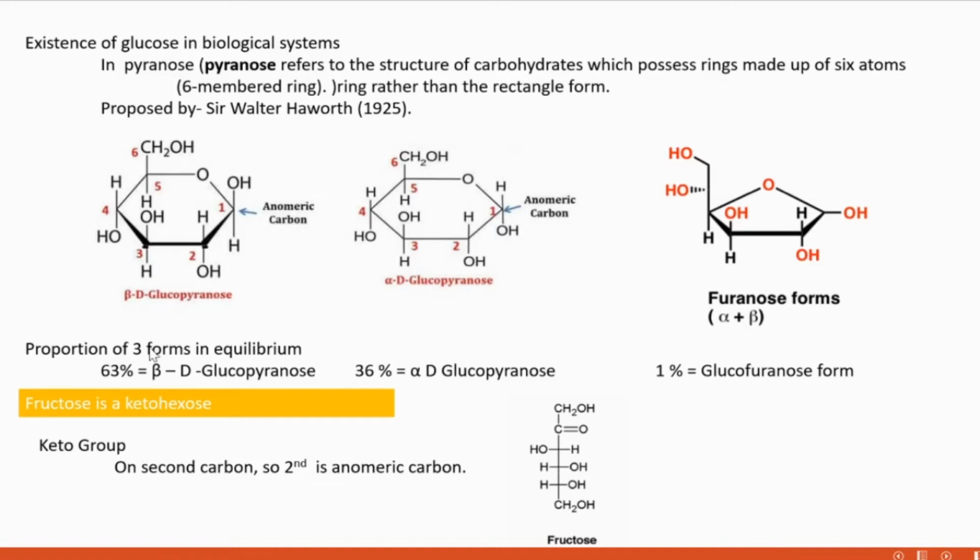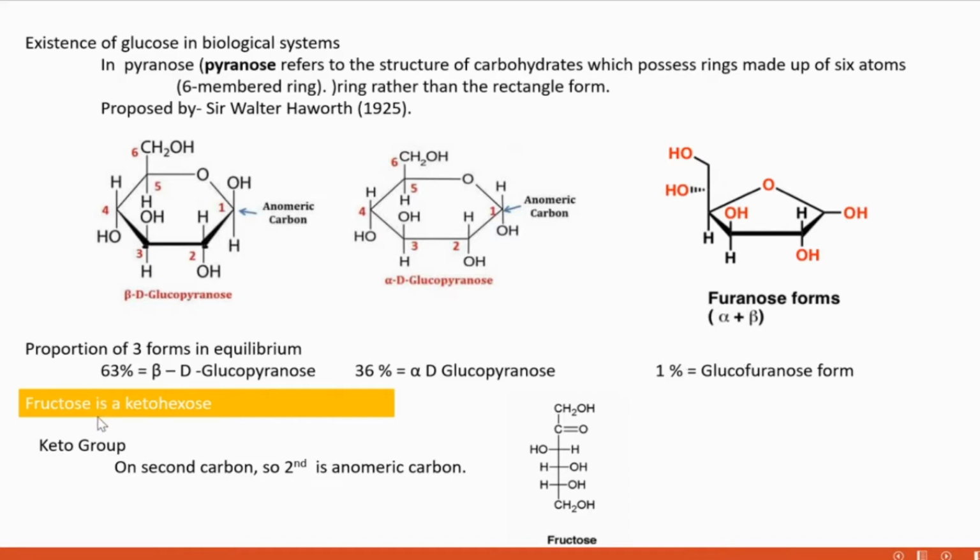And regarding the proportion, these three are the representative structures of glucose in the biological system. The beta form occupies 63 percent in the biological system. The alpha form occupies 36 percent. At the same time, the furanose form, that is the pentose form, forms only 1 percent. That includes both alpha and beta forms. Together, the alpha and beta forms of furanose constitute only 1 percent of glucose in the biological system.